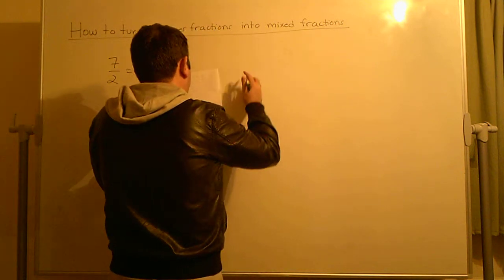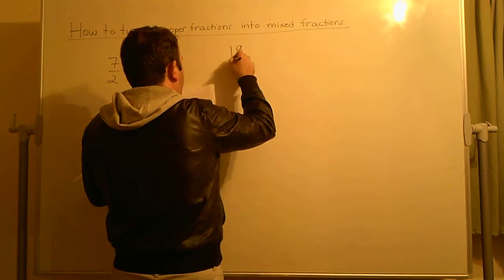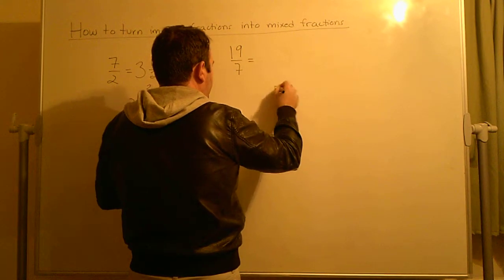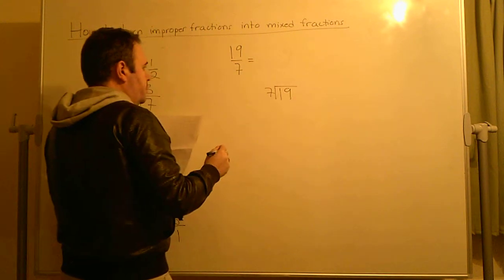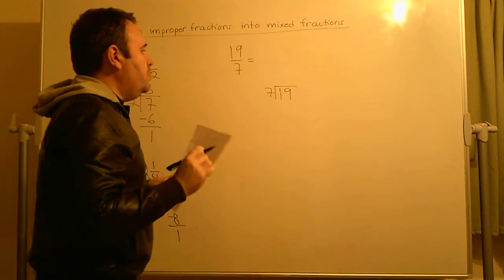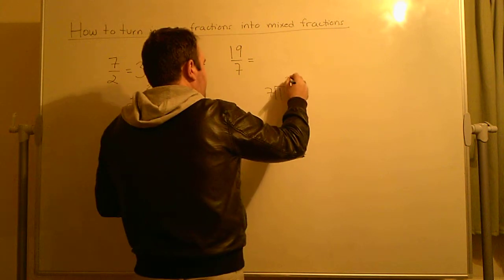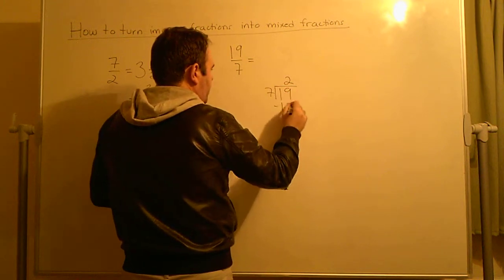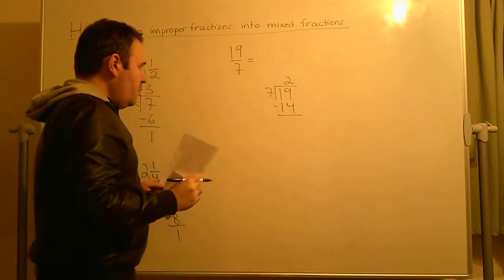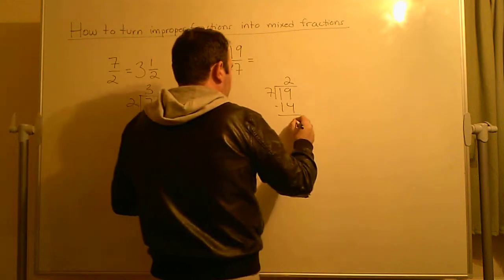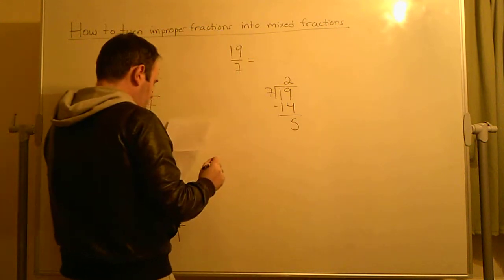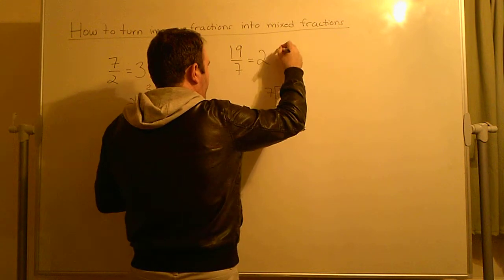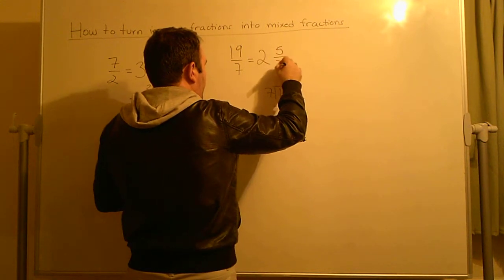Another example. 19/7. So once again we divide 19 by 7. How many times does 7 go into 19? 2. 2 times 7, 14. Yeah? And then 19 minus 14 is 5. So we take this 2 and we write it on here, then the remainder is 5, then divided by 7.